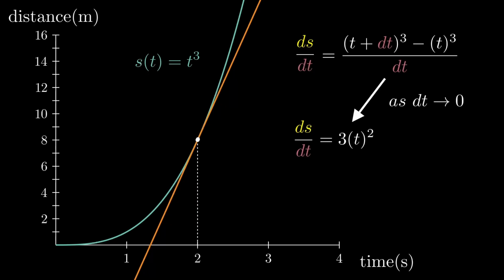Now notice this orange line. If the value of dt is really small, this orange line is basically intersecting the distance curve at a single point. This line is also known as the tangent.